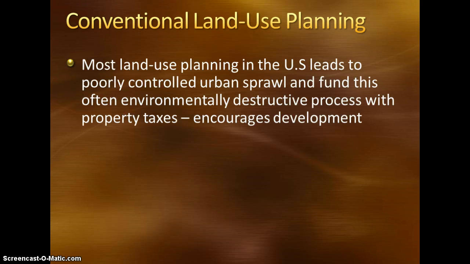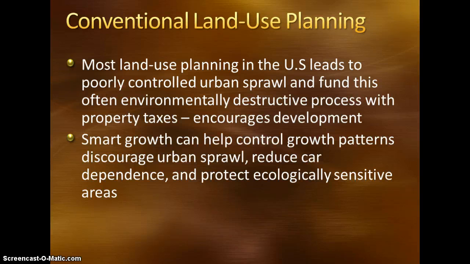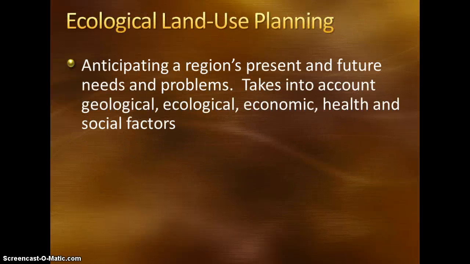If we look at how land use planning has traditionally occurred in the U.S., that has led to this urban sprawl where you have roads moving outward, people are living away from their workplace and commuting in. And usually they encourage development in the outer areas by lowering property taxes. Instead of this conventional urban sprawl, we want to move toward what is called smart growth. Smart growth protects those outer areas and also reduces the dependence on cars.